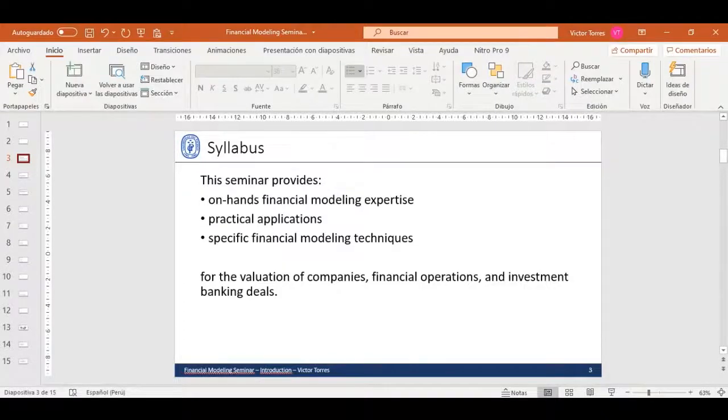The main idea of this seminar is to enhance your financial modeling expertise, right? What I'm going to try to do every week is, on Wednesday, post an exercise that we're going to solve next Tuesday, right?